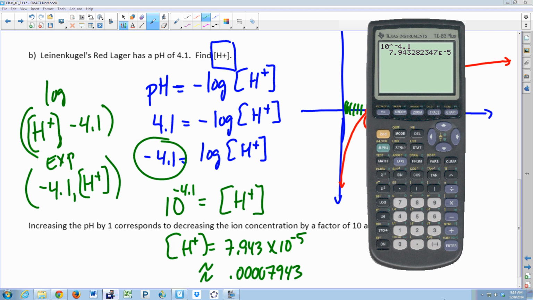So that's how you work two different types of questions that have to do with pH level. If you know the hydrogen ion concentration, you just plop it right in, you throw it in your calculator, take the log, change the sign, there's your pH. If you know the pH, you throw that into the left-hand side of your equation and you change your log equation to an exponential equation, and then you just raise 10 to that power.